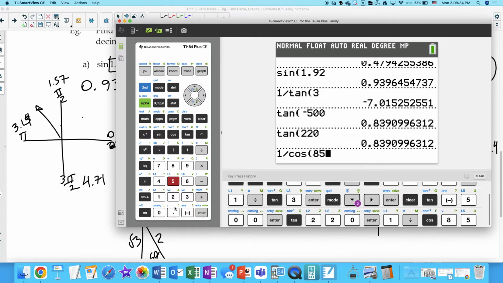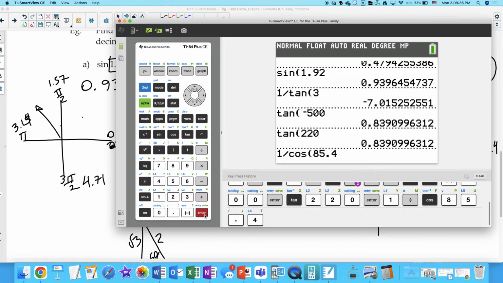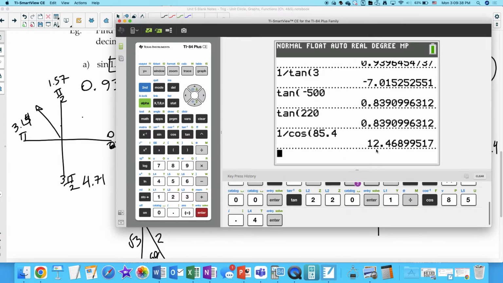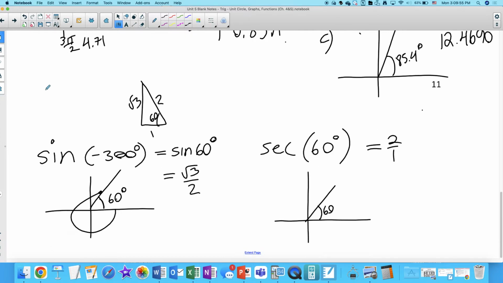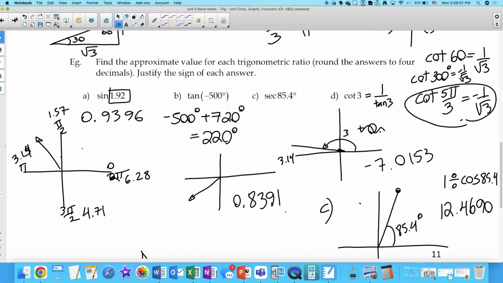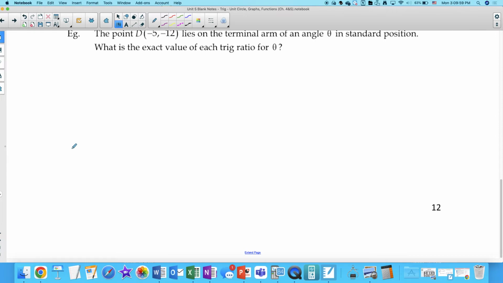Okay, I'm going to remember this. 12.4690. 12.4690. Okay? All right. Okay, I think we can finish this up.